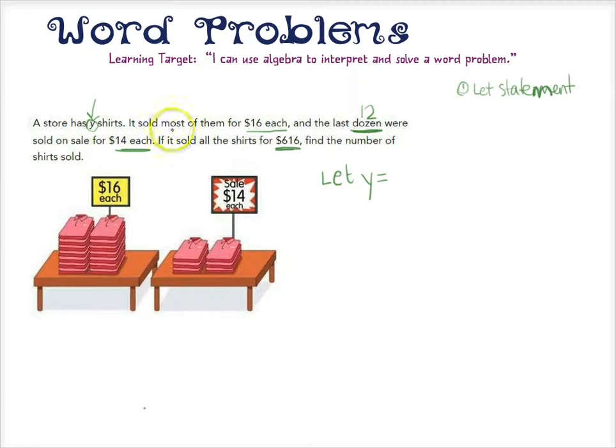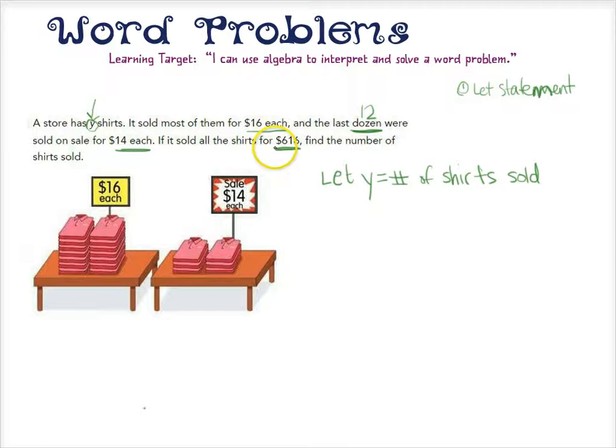Let y equal, and they tell us a store has y shirts. So number of shirts, we're going to say sold because it says later that they sold all of them. So let y equal number of shirts sold, and I have to remember as I'm using that y that's what it means. It means all of the shirts, not just the part that I'm thinking of at that moment.